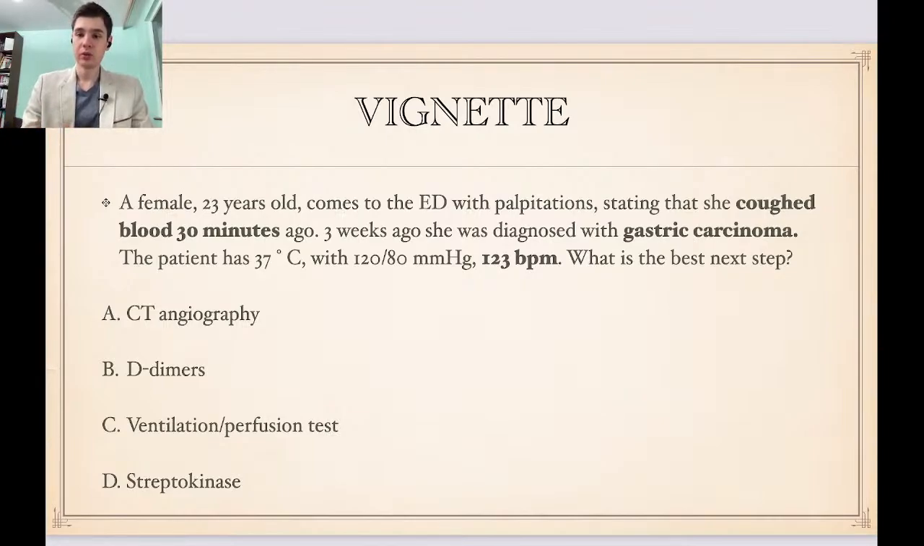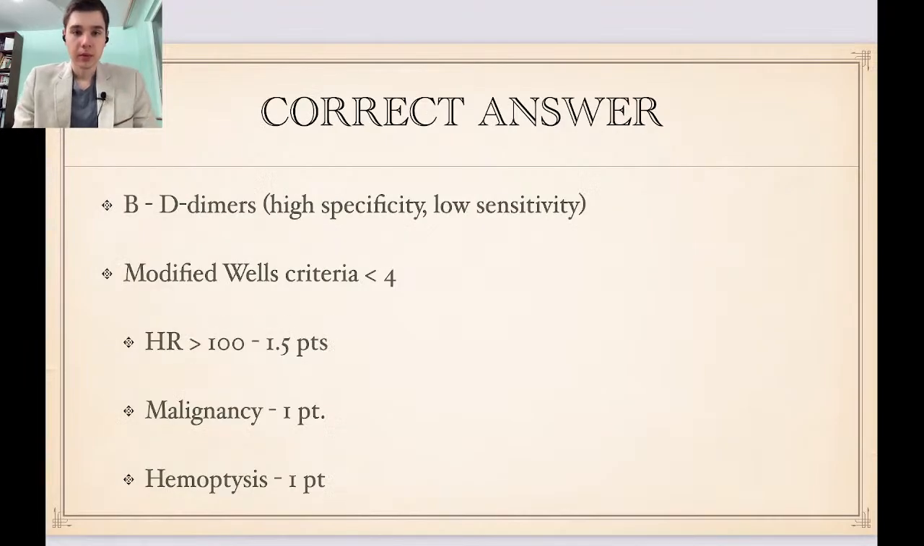It is right, we do a CT angiogram, but if the Wells score is above 4. I hope I'm not interrupting myself. So, CT angiography is done if the Wells score is greater than 4. We choose D-dimers, they have high specificity, low sensitivity, and per Wells criteria we have a score of 3.5.